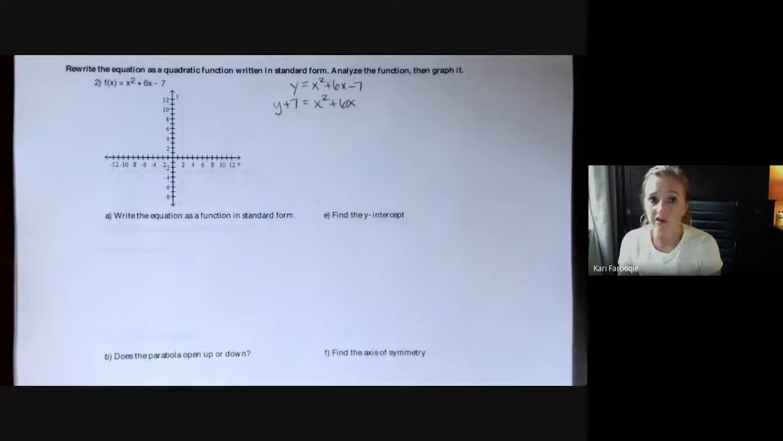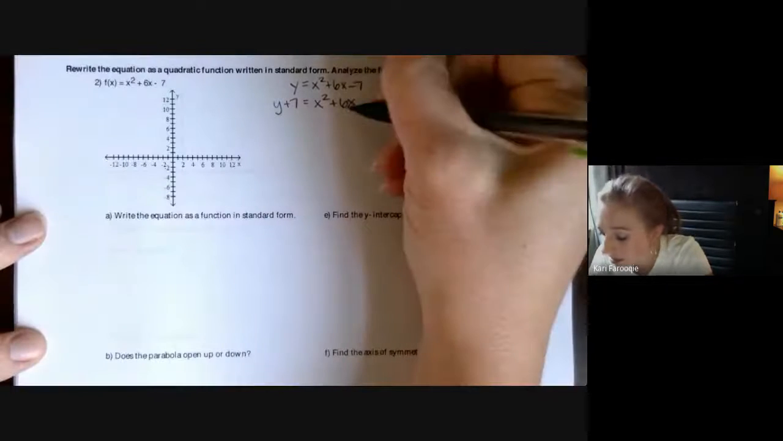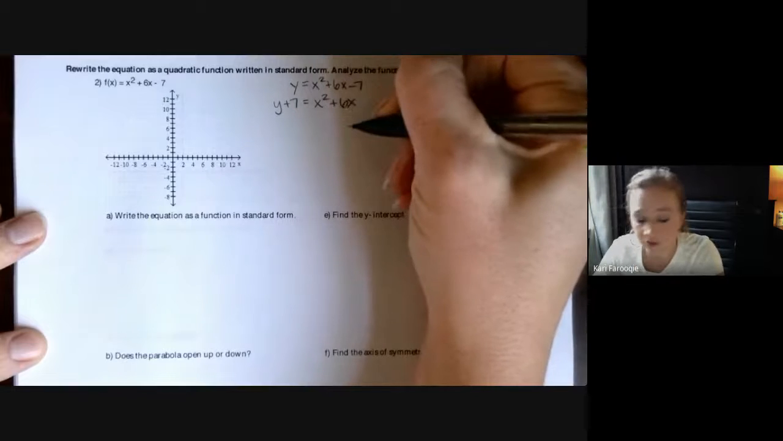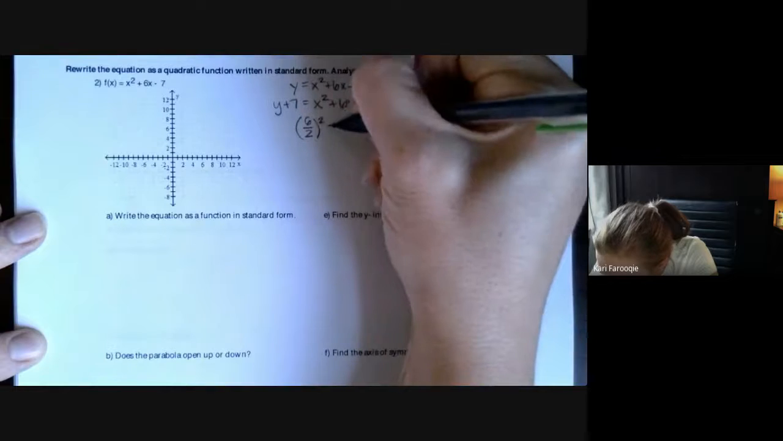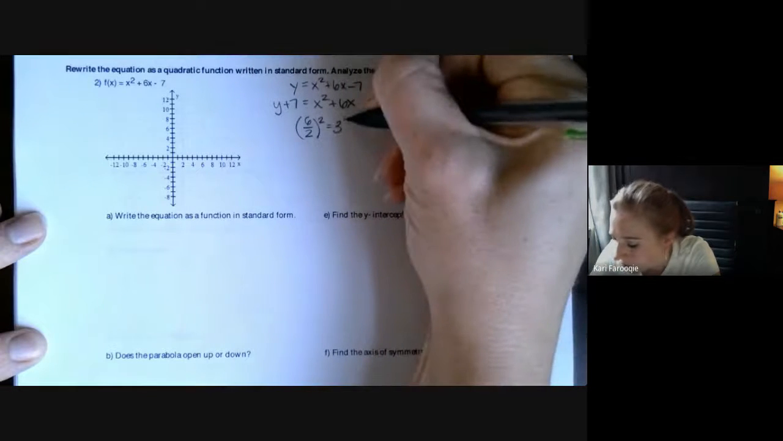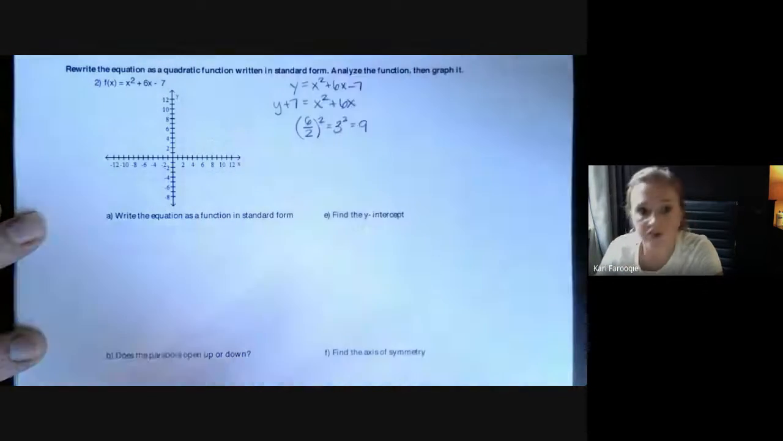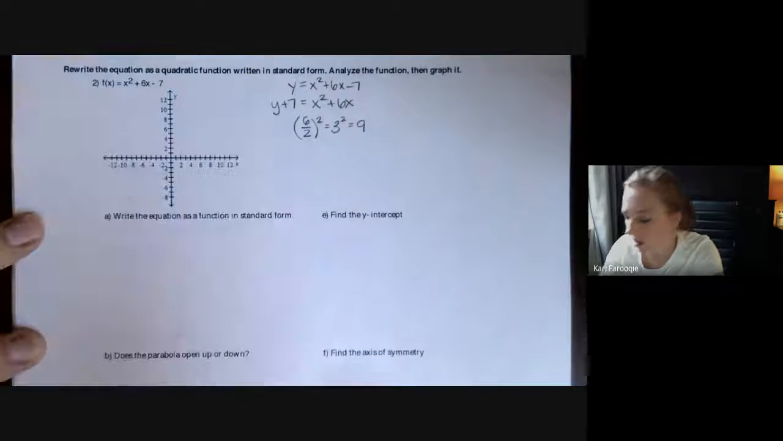What we're going to do now is we're going to create that perfect square trinomial on the right-hand side, and whatever value we need to add to the right-hand side, we're also going to add to the left-hand side. So let's go ahead and take half of the middle term and square it. So 6 divided by 2 squared is 3 squared, which is 9. And that's the quantity that we're going to add to both sides.